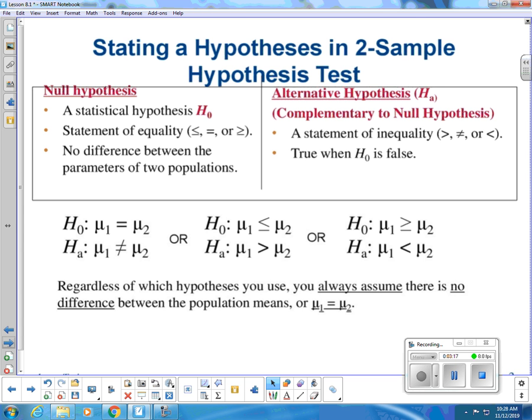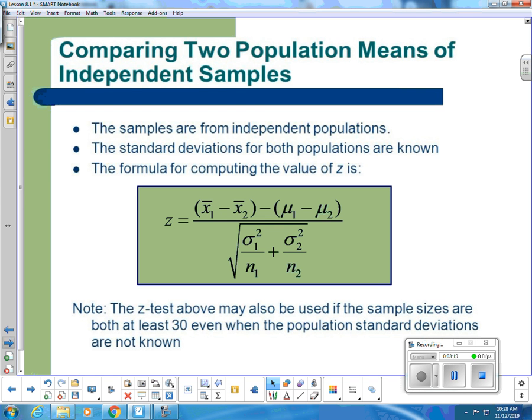So here we go. These things have to be there in order to do this. The samples are from independent populations. The standard deviations of both populations are known. You know the population standard deviations. And then this is the formula.